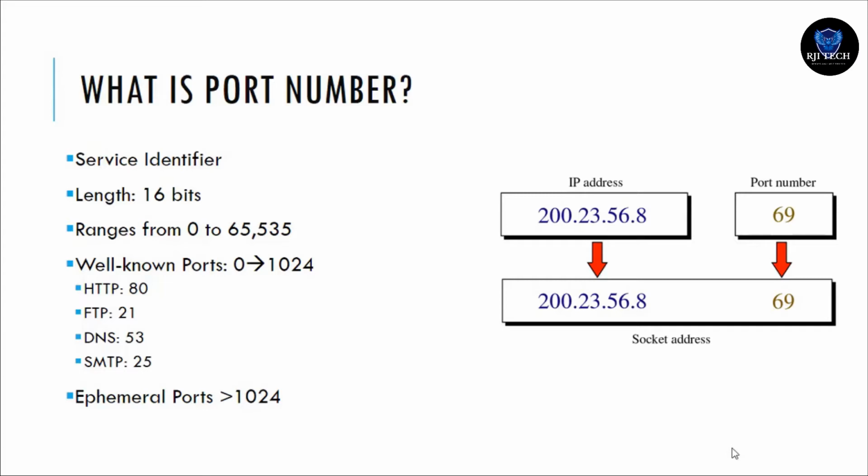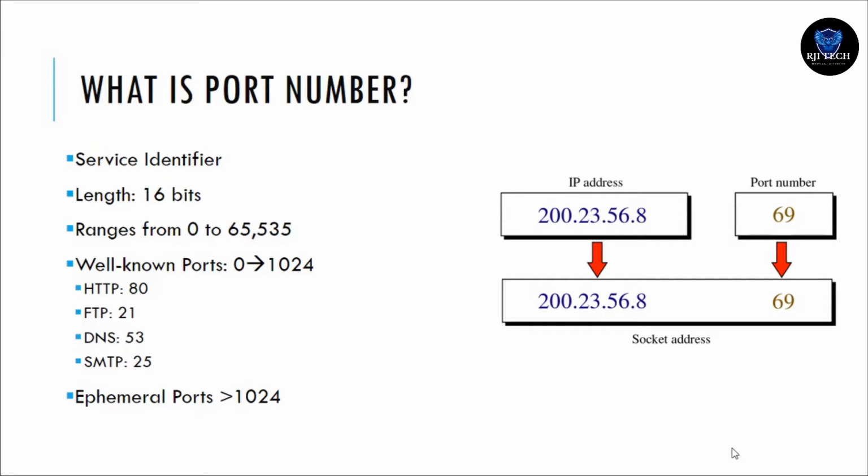What is a port number? It's the identifier for the service. Each port number is associated with a certain service over the internet, especially the port numbers ranging from 0 to 1024. The length of this port number is 16 bits. That's why we can say that the port number can range from 0 to 65,535. Among these port numbers, the port numbers ranging from 0 to 1024 are the well-known ports.